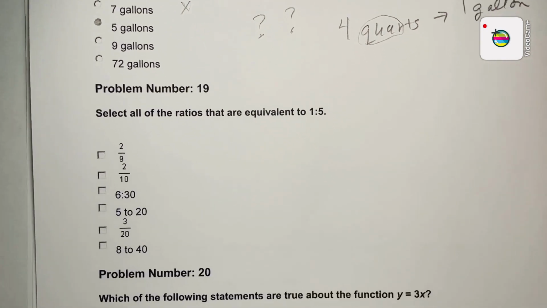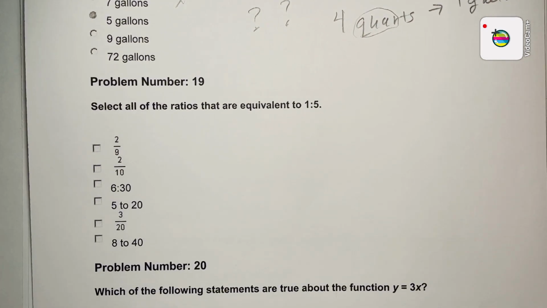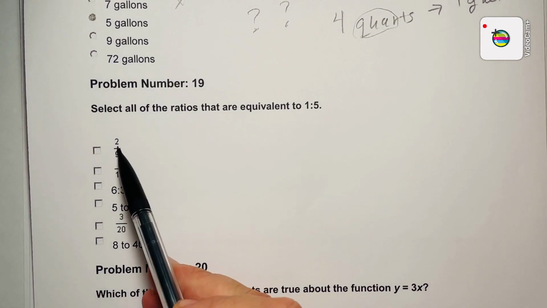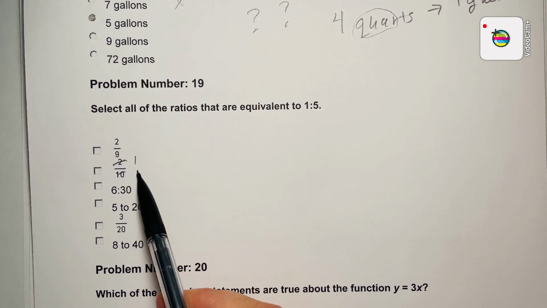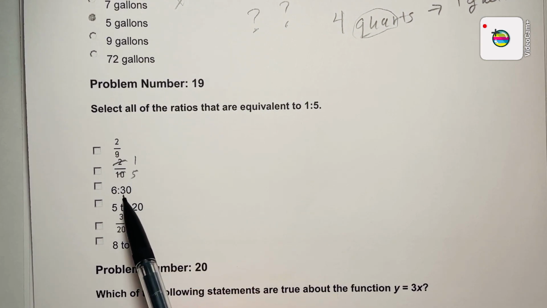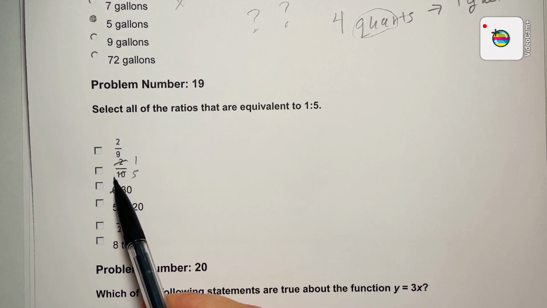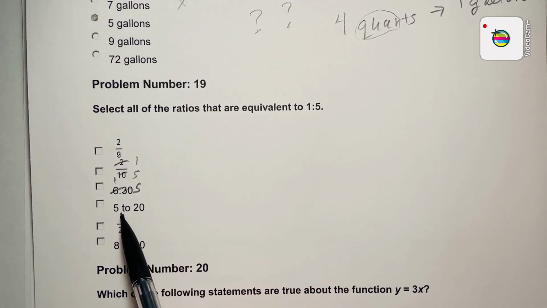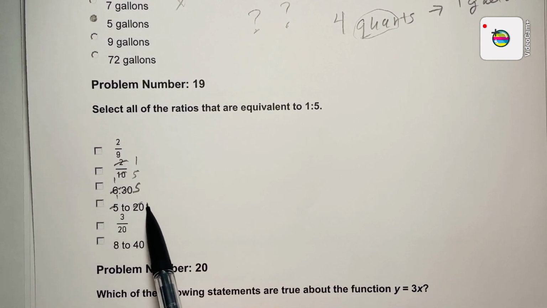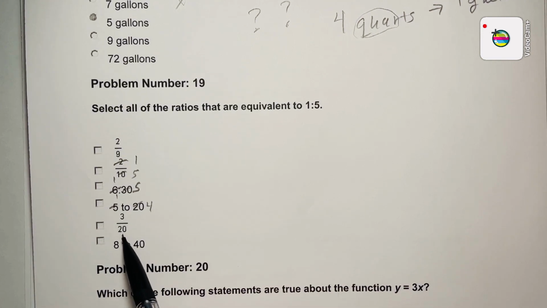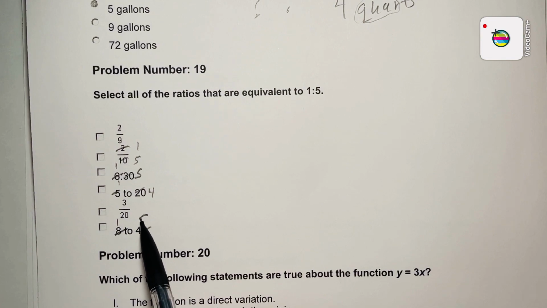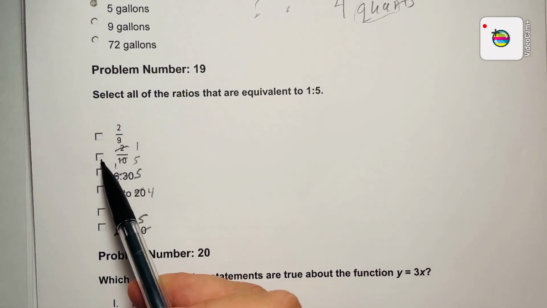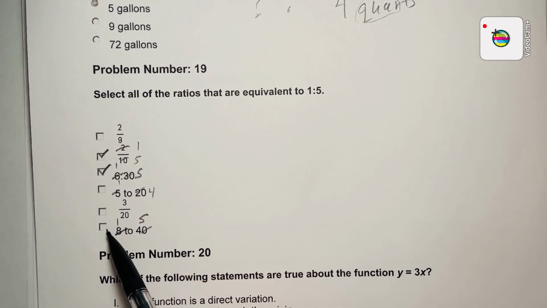Okay, problem number 19. Select all of the ratios that are equivalent to 1/5. Okay, let's reduce everything. 2/9 does not reduce. 2/10 does. 1/5. 6/30, that reduces. 6 can go into 30 five times. 5 to 20, that reduces to 1/4. 3 to 20 does not reduce. 8 to 40 reduces to 1/5. Check out the ones that reduce to 1/5. Those are your answers.